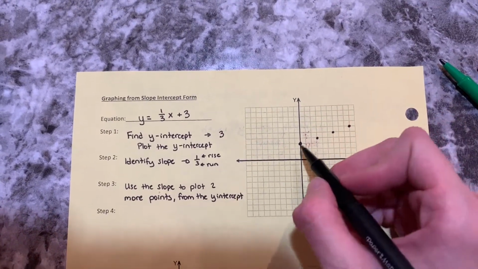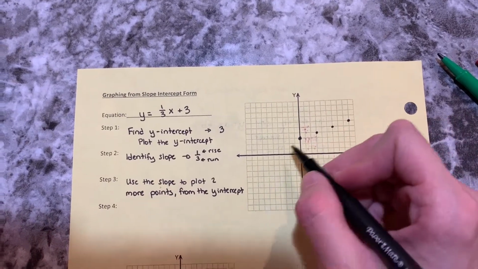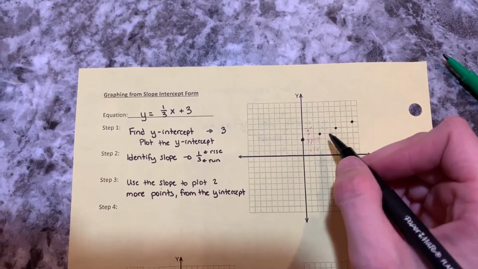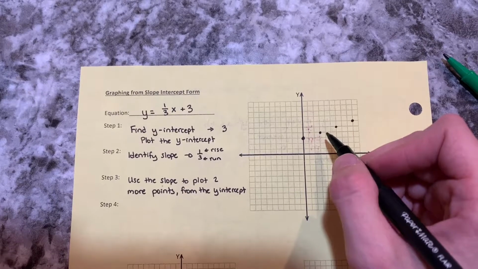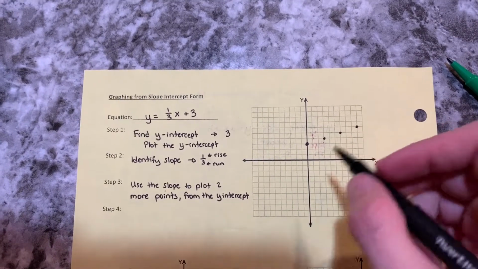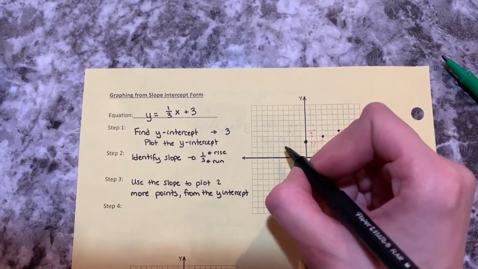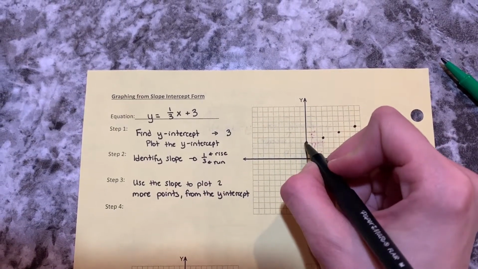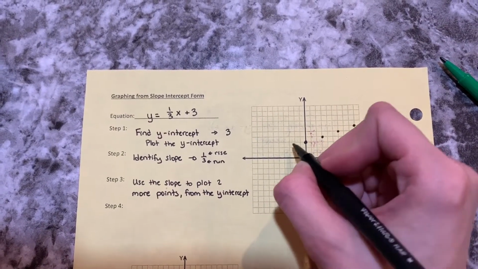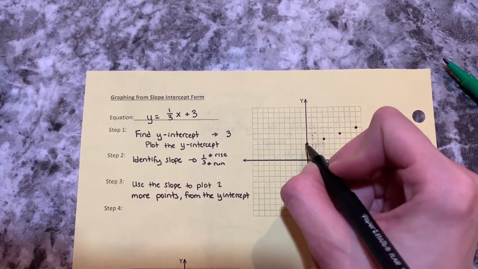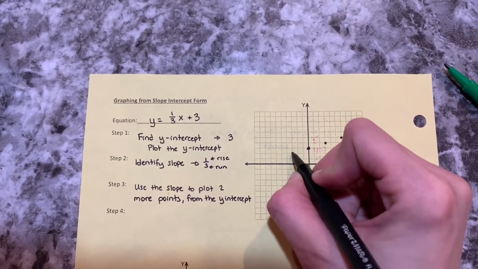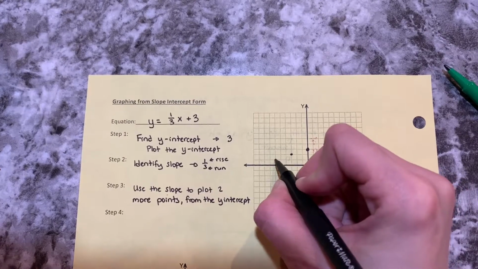Now you don't really have to keep going with that 4th point. Usually though, the more points that you have on here, the more accurate your line will be, just because then you're going to make sure that you're drawing your line through all of those points. If you wanted to, you could come back this way also. But to go up 1 and over 3 from wherever we are over here, we're going to go the opposite direction. Down and left.